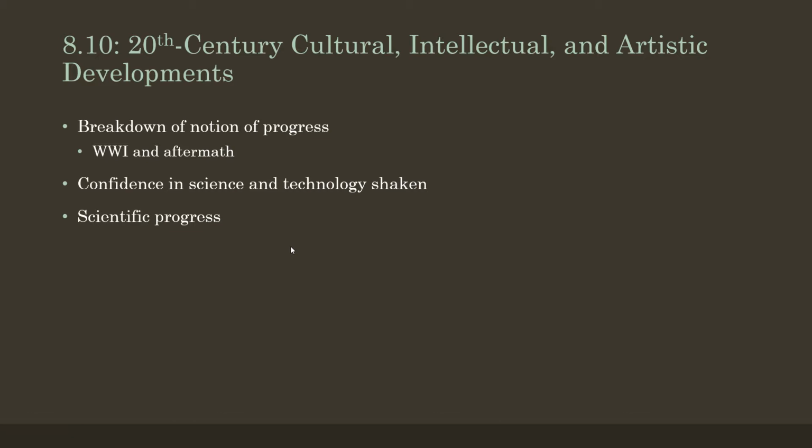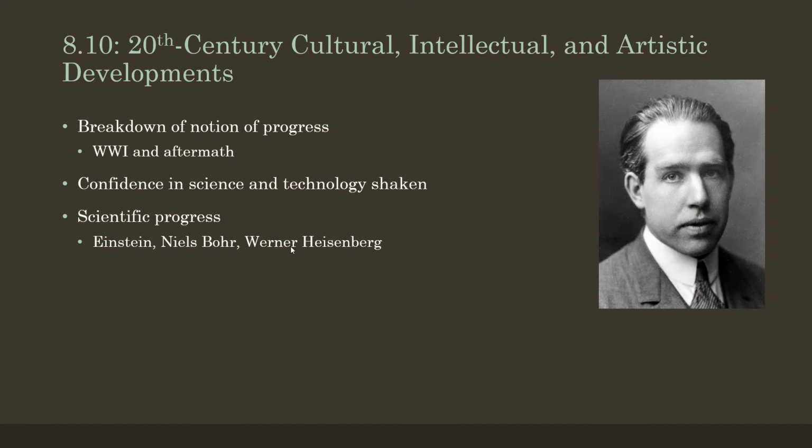Mixed in with this, though, we do see scientific progress. Albert Einstein, obviously working during this time period. Niels Bohr, who's pictured here, very influential for physics and quantum mechanics. Werner Heisenberg, same thing there. So there's this duality that's going on. There are people who are beginning to distrust science, but there's also a lot of scientific advancement that is occurring at the same time.